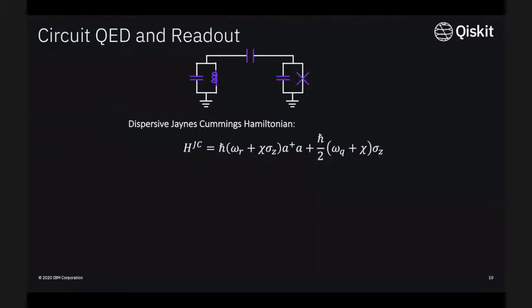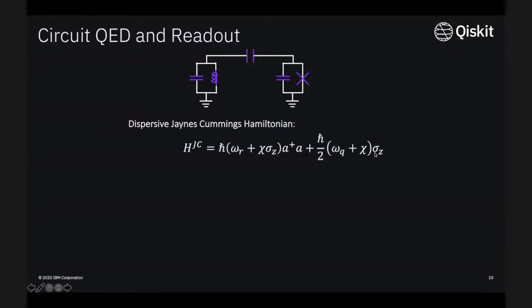Most of the time when operating IBM hardware, we're in a dispersive limit where you won't actually have a coherent exchange between these two systems. When you are in this limit, you can describe your system roughly by the dispersive Jaynes-Cummings Hamiltonian, which is written here. You'll see that there's this omega R with the a dagger a coming from that simple harmonic oscillator.